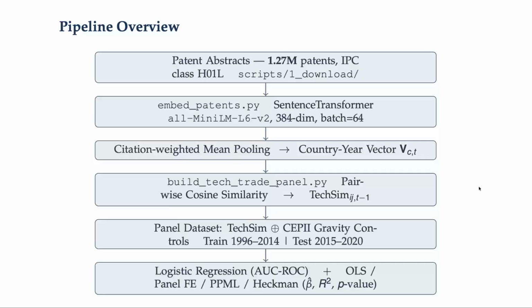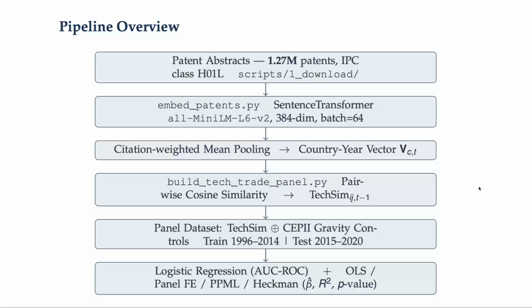a transformer model. Basically, it is called PatentBERT, but there are several versions and several different models for that. Especially I'm using all-MiniLM-L6-v2. That gives me 384 dimensions, and I pin down 64 batches to run easily on my machine. And I use citation-weighted mean pooling.